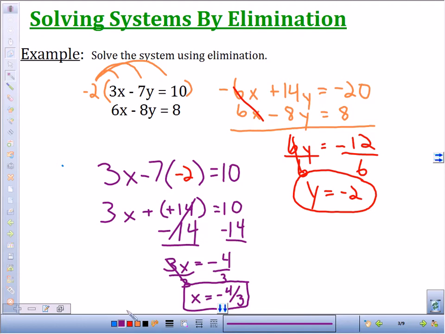I have my two variables. I need to write them as a coordinate point. So I have negative 4/3, negative 2. That is my solution.